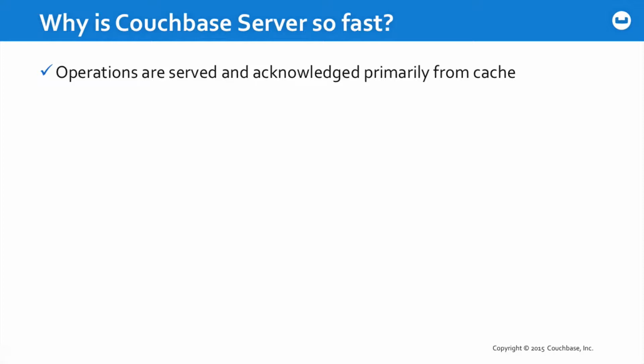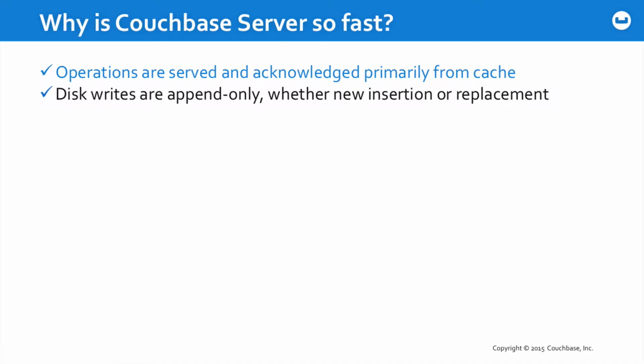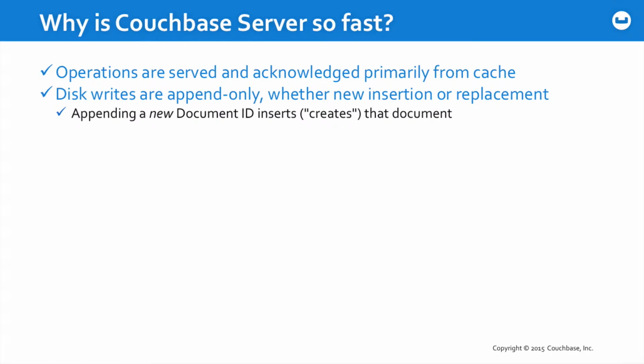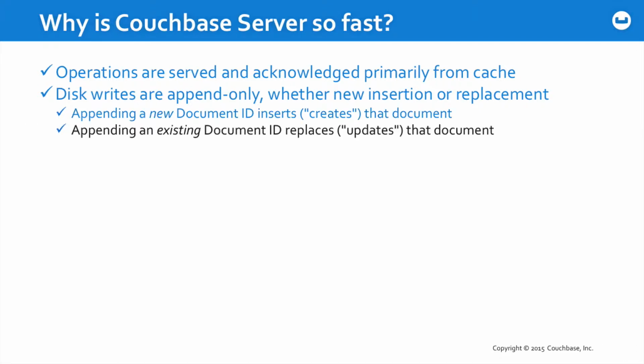As you learn in the Essentials course, it's because operations are served and acknowledged primarily from cache. Disk writes, which do happen after data enters cache, are append only, whether it's a new insertion or a replacement of an existing document. So if you append a new document, a document with a new ID, that is an insert and it creates that document in Couchbase. On the other hand, if you happen to append a document whose document ID already exists, then what you're doing is replacing that document, which has the same behaviors you would expect from an update operation.